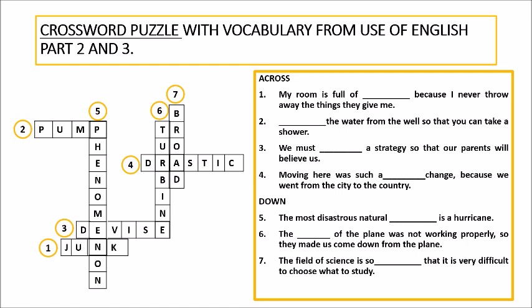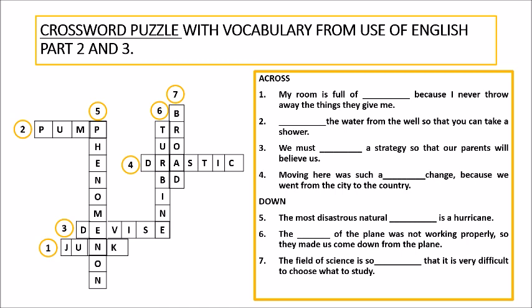So number 1, with letter cross, we have number 1, my room is full of junk because I never throw away the things they give me. Number 2, pump the water from the well so that you can take a shower. Number 3, we must devise a strategy so that our parents will believe us. Number 4, moving here was such a drastic change because we went from the city to the country.